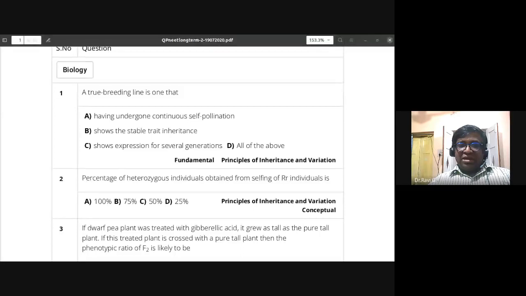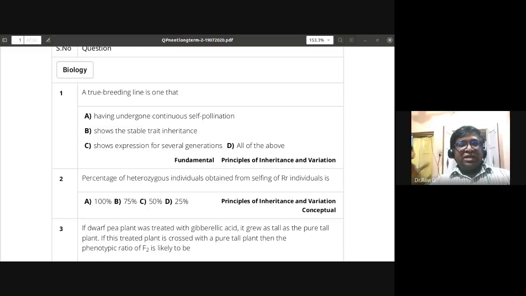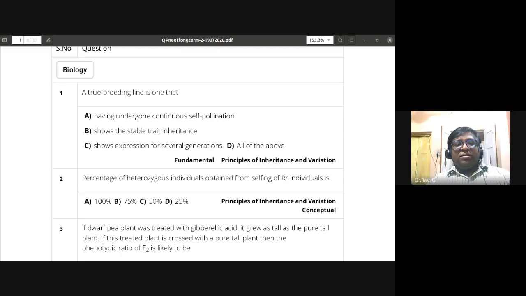From botany, it was sexual reproduction in flowering plants and reproduction in organisms. So these two chapters were your syllabus for botany. Your syllabus for zoology was the principles of inheritance and variations. That is the genetics topics you had.